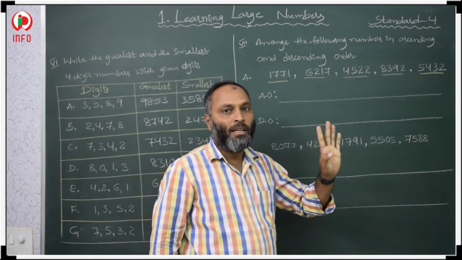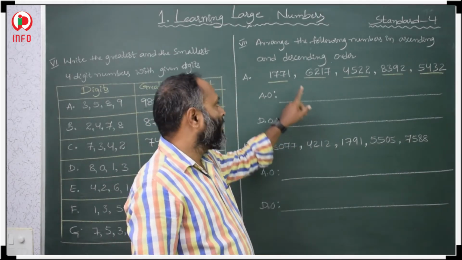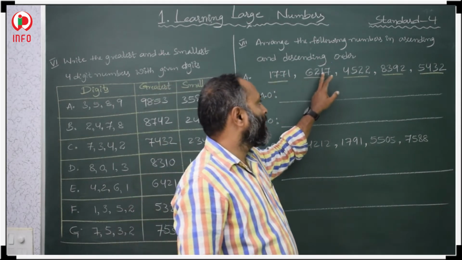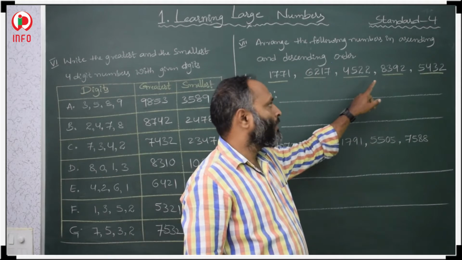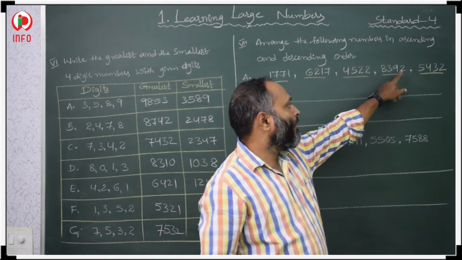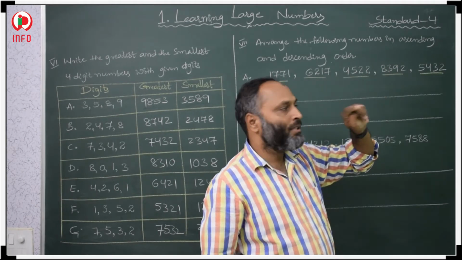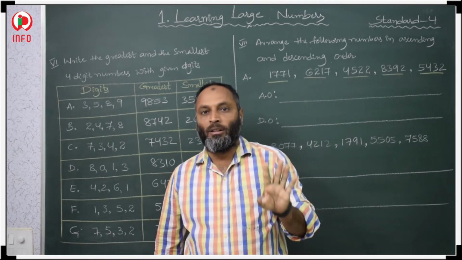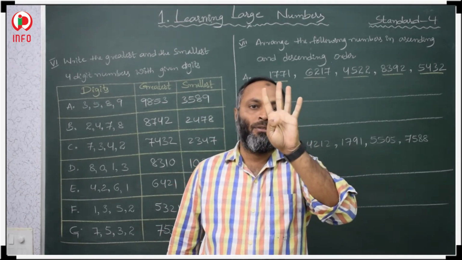How many digits are there in each and every numeral? It starts from here: 1, 2, 3, 4. Four numerals, four digits. In all five numerals, four digits were there.